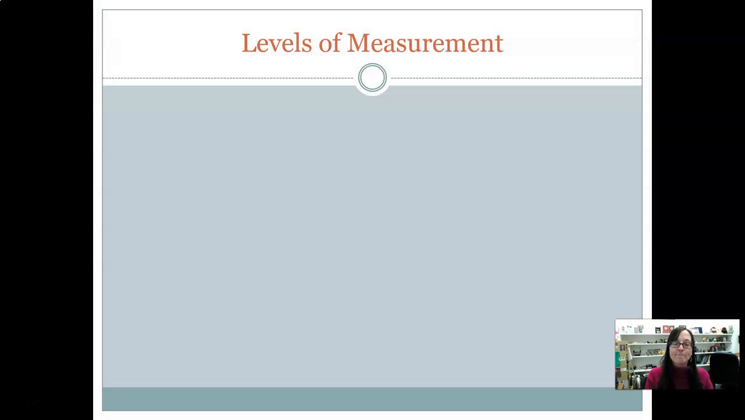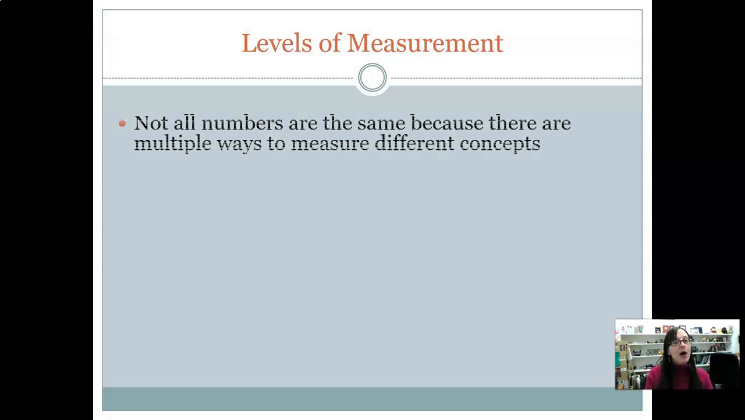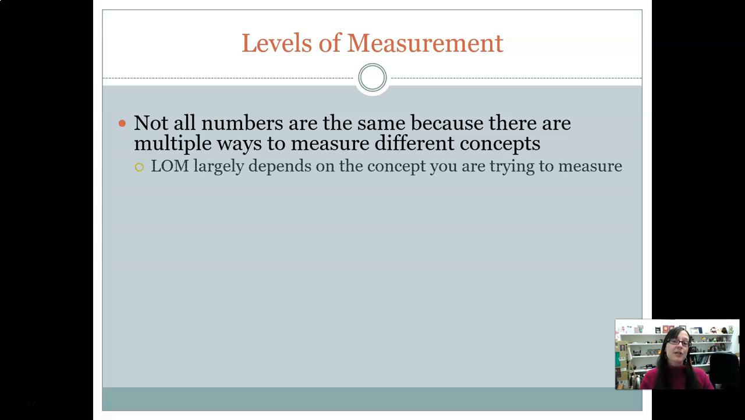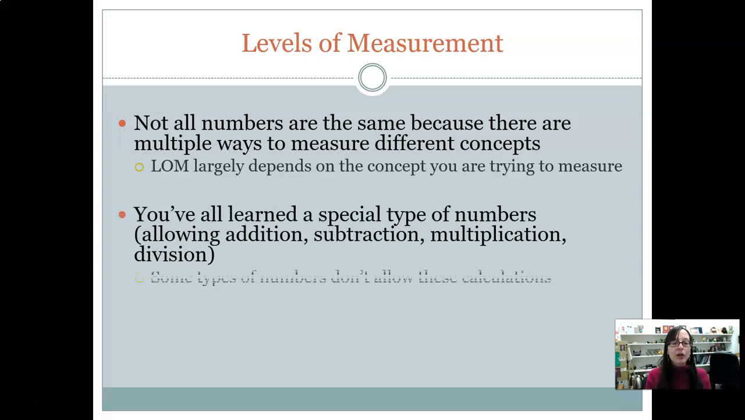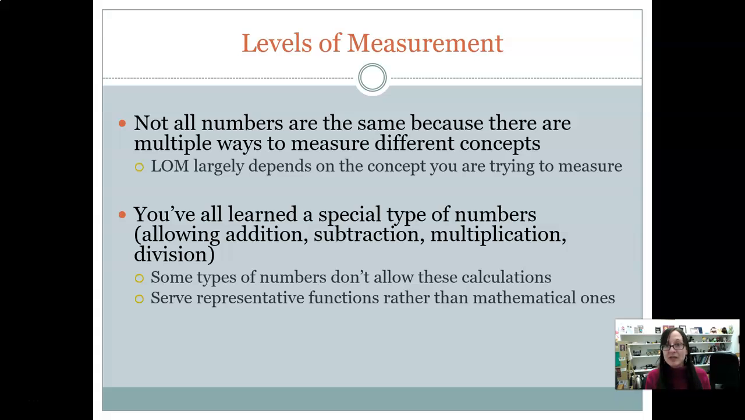And then there's a level of measurement, because not all numbers are the same, as there are different ways to measure different concepts. Even if we keep the context the same, it still depends on how we go about measuring that thing in terms of what those numbers mean. The level of measurement depends a lot on the concept you're trying to measure, because there are certain concepts that you can only measure at certain levels of measurement, and some you have a little more leeway or freedom to choose.